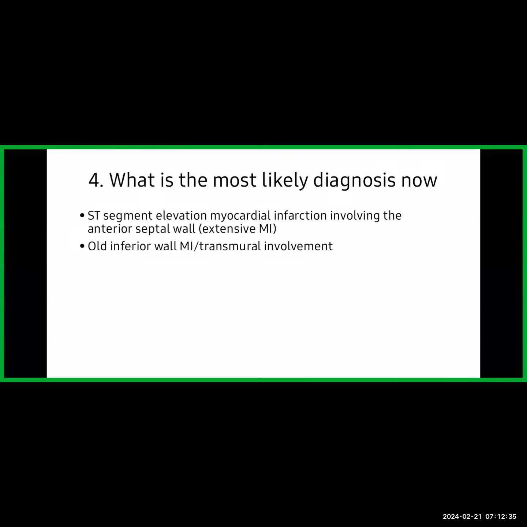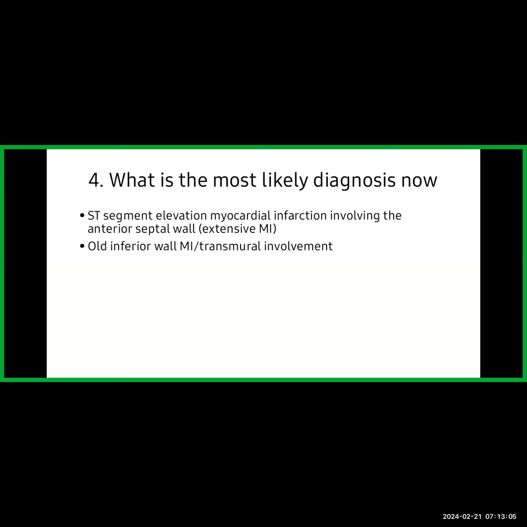Okay. So then another question follows: what is the most likely diagnosis? The most likely diagnosis now should be a specific diagnosis. Having the ST segment elevation in leads V1 to V5 with concomitant ST segment depression in leads 2, 3, and aVF, I'll make a diagnosis of ST segment elevation myocardial infarction involving the anterior septal wall, even to some extent lateral. And that's why it became an extensive MI.